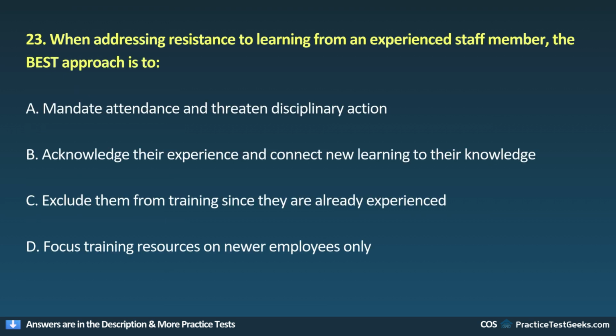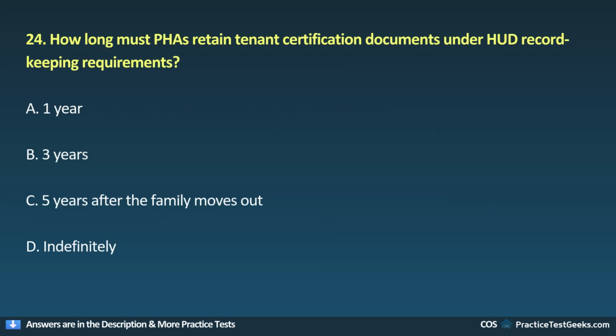23. When addressing resistance to learning from an experienced staff member, the best approach is to A. Mandate attendance and threaten disciplinary action. B. Acknowledge their experience and connect new learning to their knowledge. C. Exclude them from training since they are already experienced. D. Focus training resources on newer employees only.